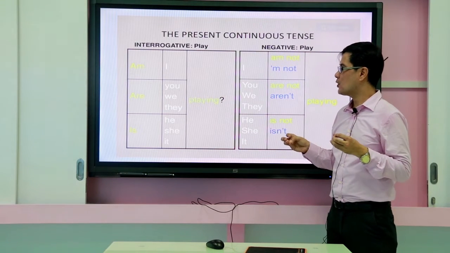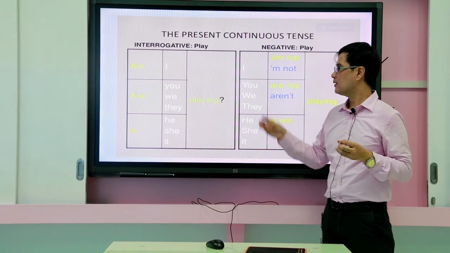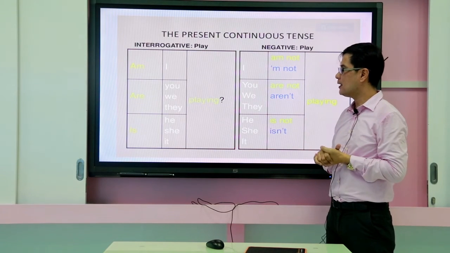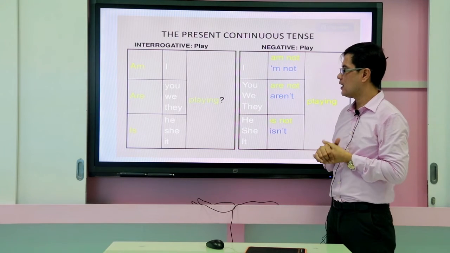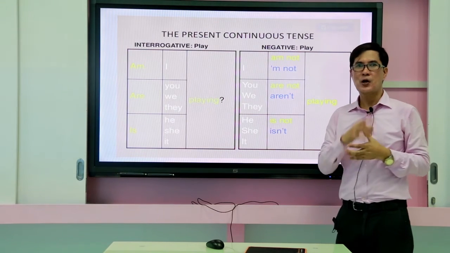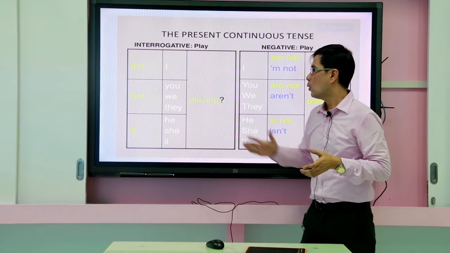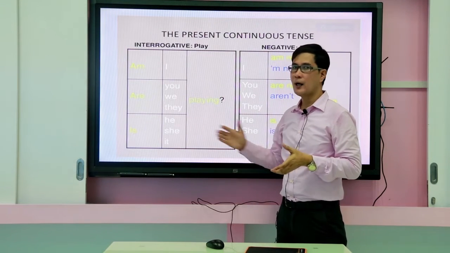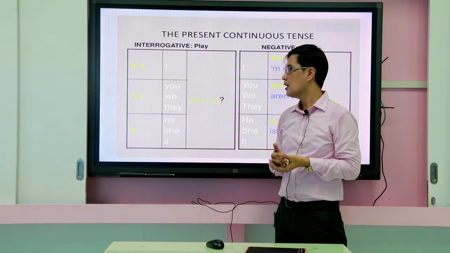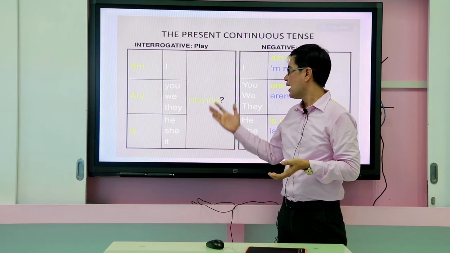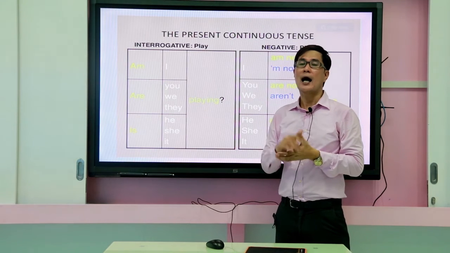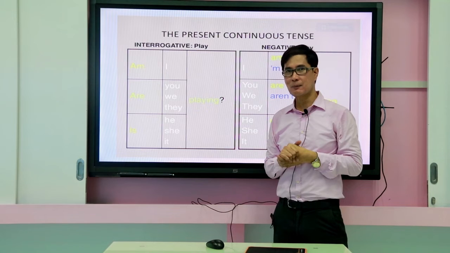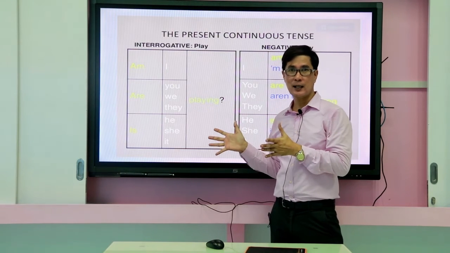If you're going to ask, for example, am I playing? Are you playing? Are we playing? Are they playing? Is he playing? Is she playing? Notice the position here: we have am, are, is, which is the linking verb, followed by the subject or the pronouns used in the sentence. The last one is the verb. Again, we're still using the ing form of the verb. For this one, we used play, so the ing form is playing.